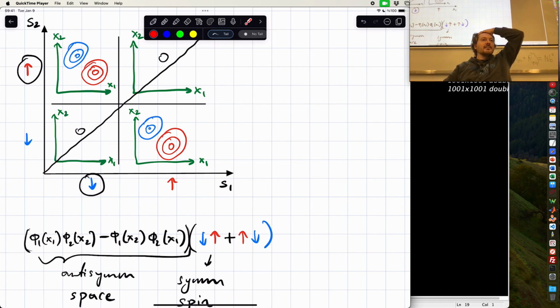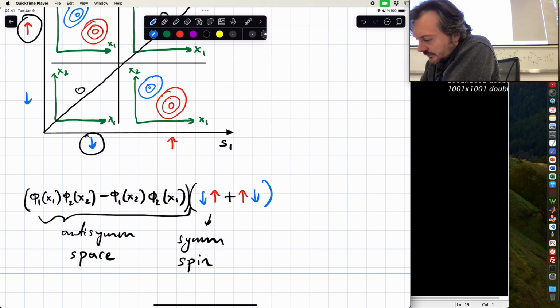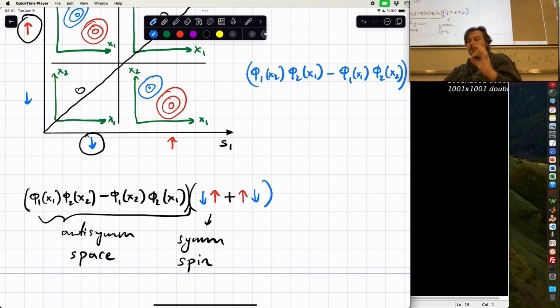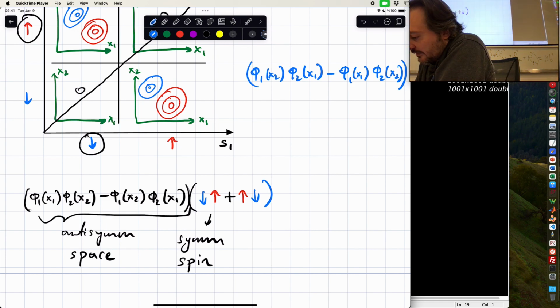What about phi 1 x2, phi 2 x1, minus phi 1 x1? This is just the negative of the other one, right? How about the spin? Is the spin the same or different? So far you have written an anti-symmetric space part, right? This needs to be accompanied by a symmetric spin for the whole wave function to be anti-symmetric, right? As you can see, we have arrived at that keyword.